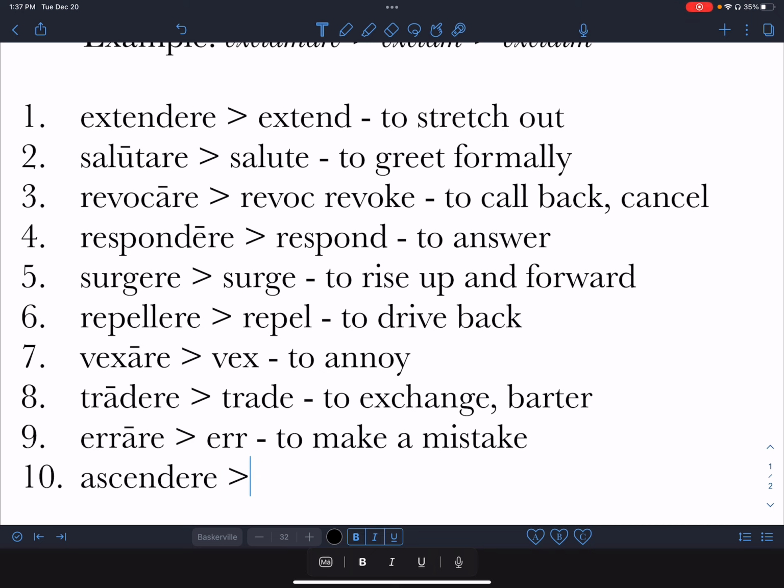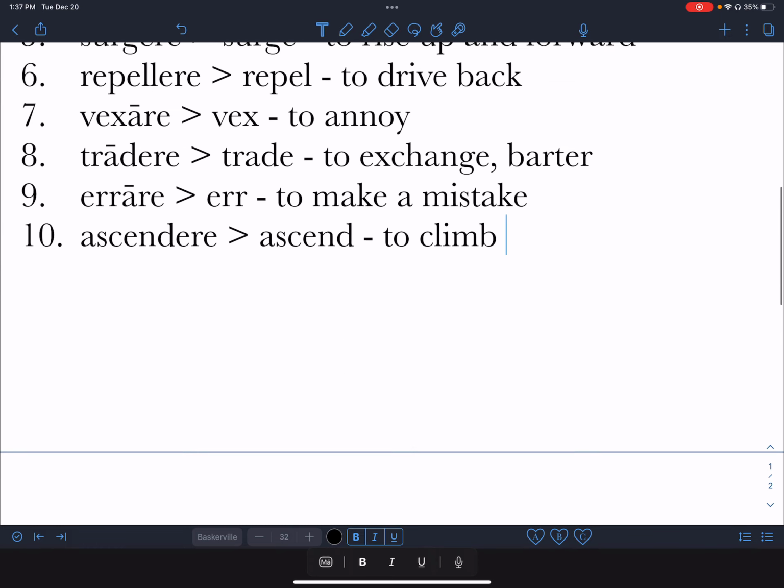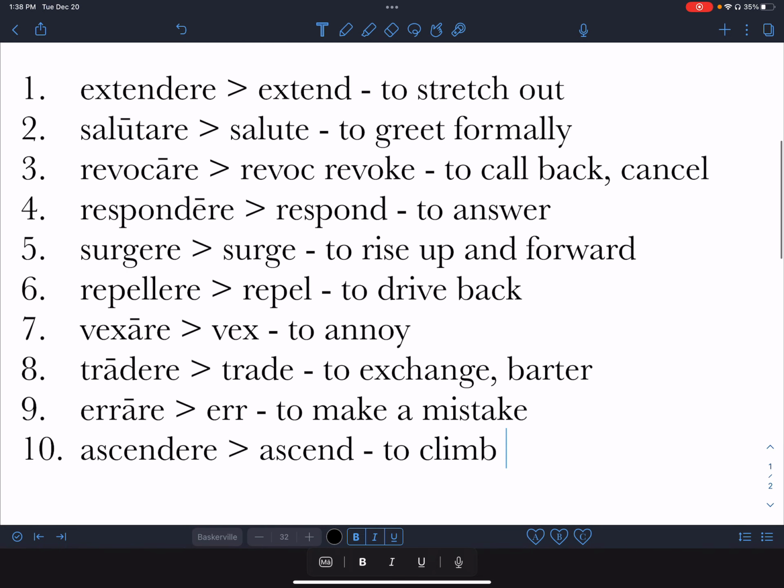Okay, and lastly, ascendere. Ascend. Yep, to climb, like Miley Cyrus. Okay. What? It's the climb. Because there's always going to be another mountain, and you're always going to want to make it move. Okay, anyway. Any questions on this? Does this make sense? Sure?